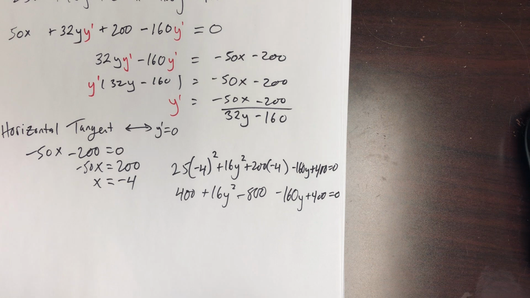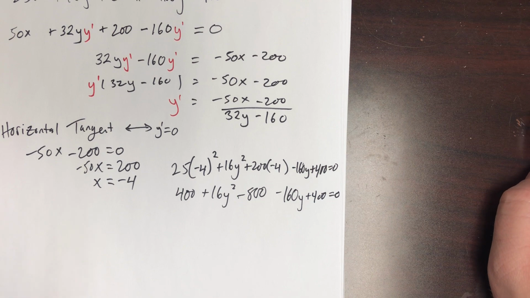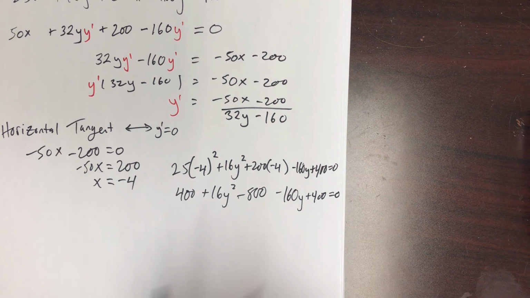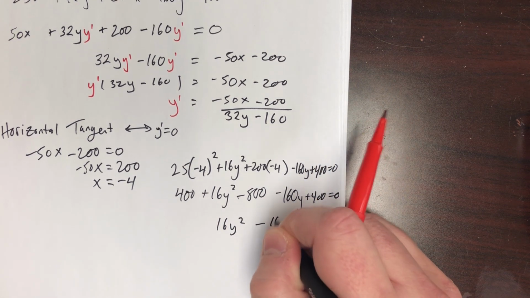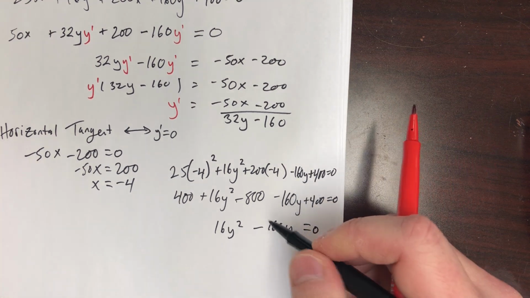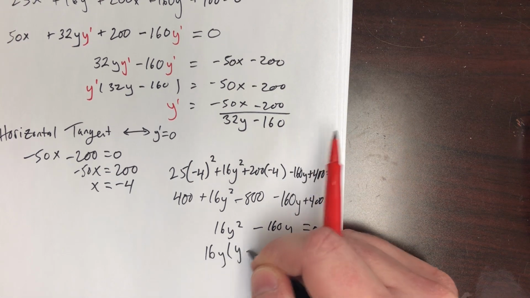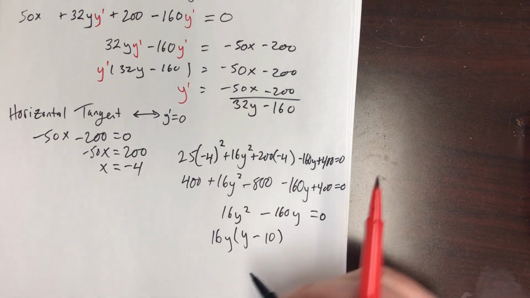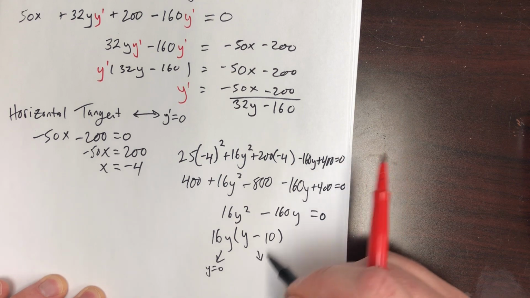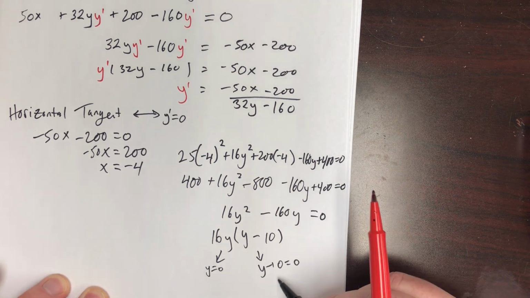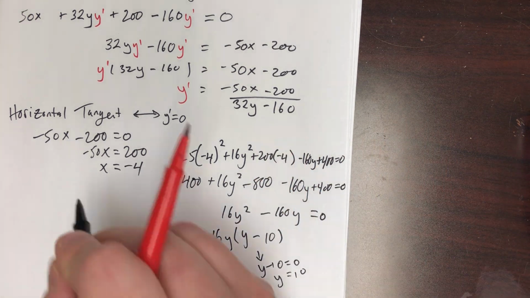Oh, interesting. So the negative 800 and the 400s cancel each other out, right? So we'll get 16y squared minus 160y is equal to 0. Okay, so we can factor and solve this. I'll factor out a 16 and a y and be left with y minus 10. So let's say set this equal to 0, I get y is equal to 0. This one set equal to 0, add the 10 to both sides, get y is equal to 10. So we had the x value negative 4. We got two different y values.